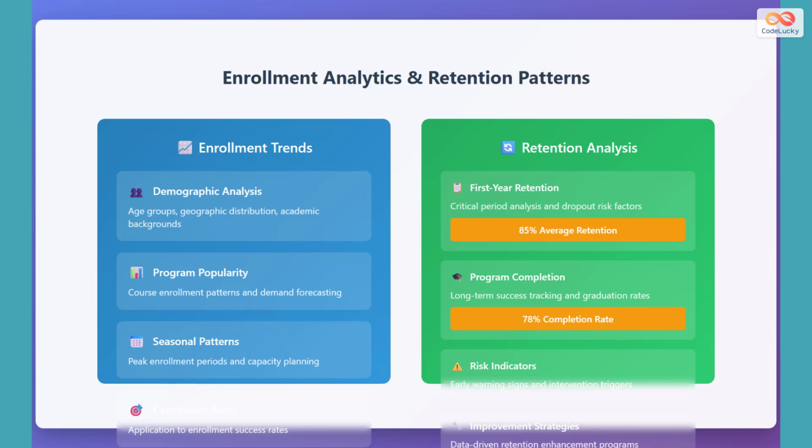Let's discuss enrollment analytics and retention patterns. Some of the enrollment trends to look at are demographic analysis, program popularity, seasonal patterns, and conversion rates. For retention analysis, some important parameters are first-year retention, program completion, risk indicators, and improvement strategies. The average retention rate is 85%, and the completion rate is 78%.